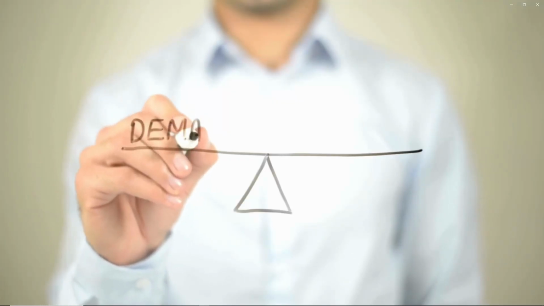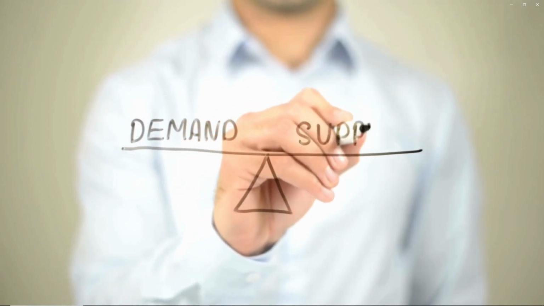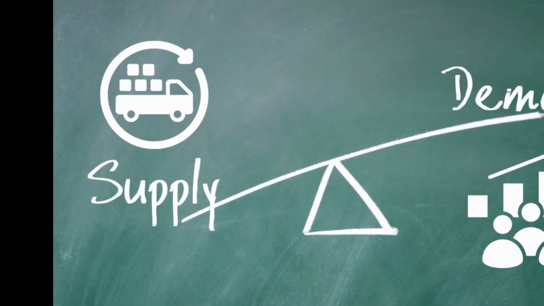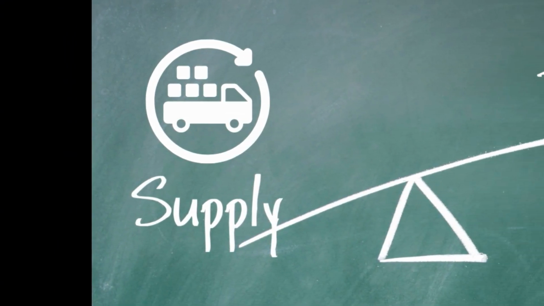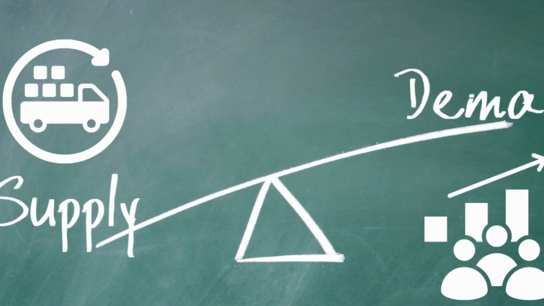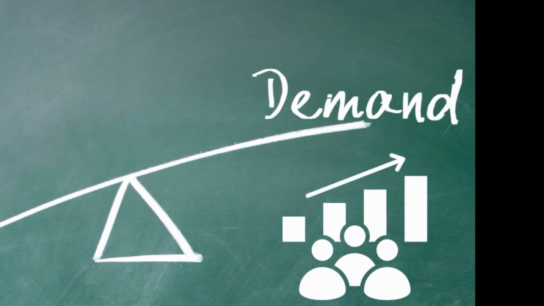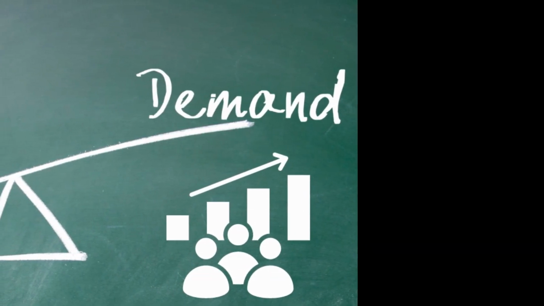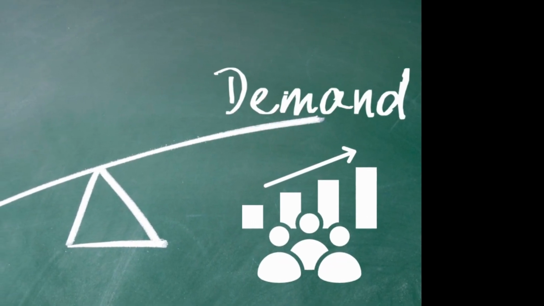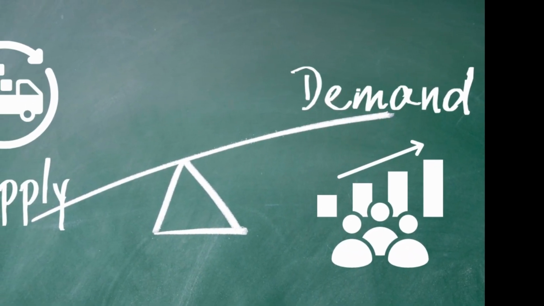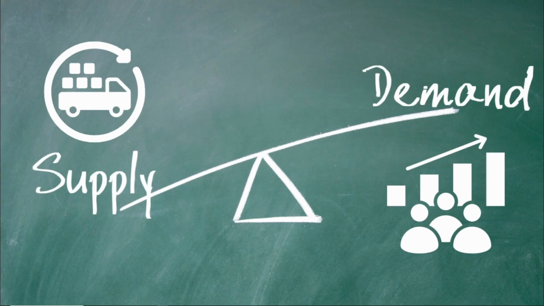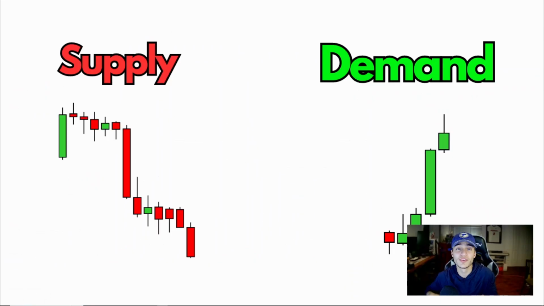So first, let's break down what supply and demand means in the context of stocks. In simple terms, supply is the amount of stock available to be sold, while demand is how much traders are willing to buy at a given price. This interaction between supply and demand determines the price of a stock. This is Economics 101. So guys, when there's high demand but low supply, prices are going to go up. And conversely, when there's high supply but low demand, prices are going to go down.